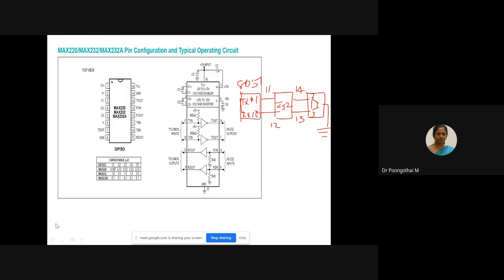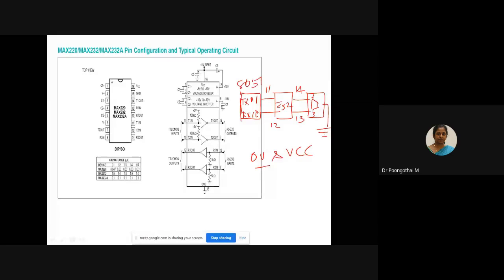Basically, TTL level means we have only two levels, 0 volt and VCC. 0 means logic low, and VCC means 5 volts or 3.3 volts. So this is about our TTL. Our 8051 supports this TTL logic. In the case of RS-232, logic 1 is represented by -3 to approximately -25 volts.